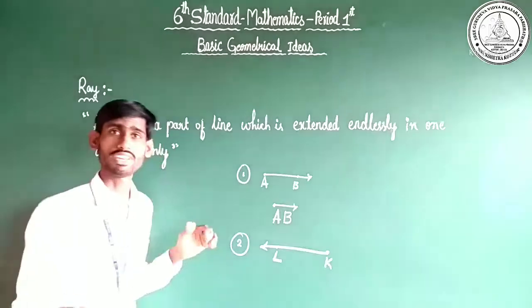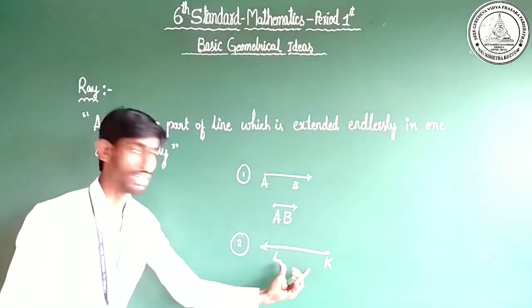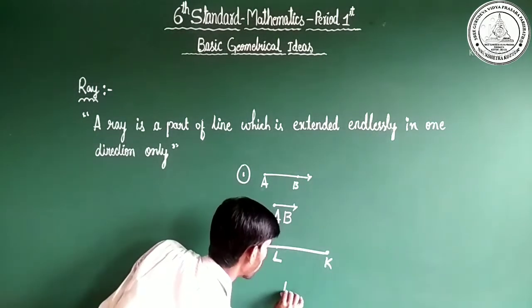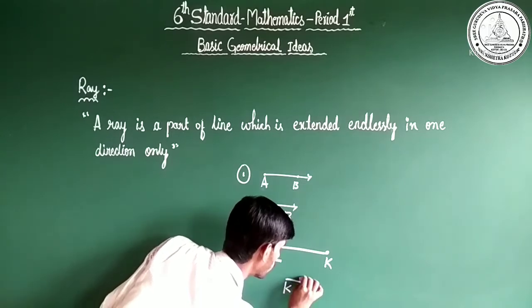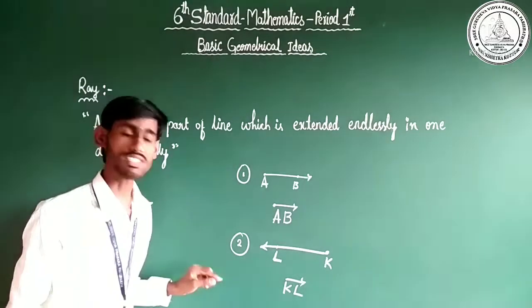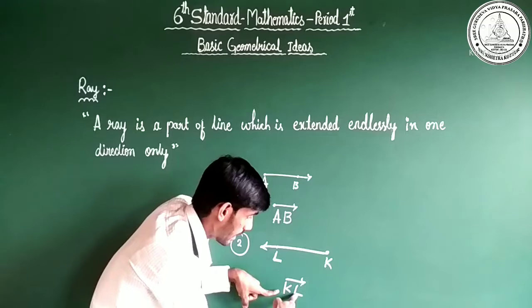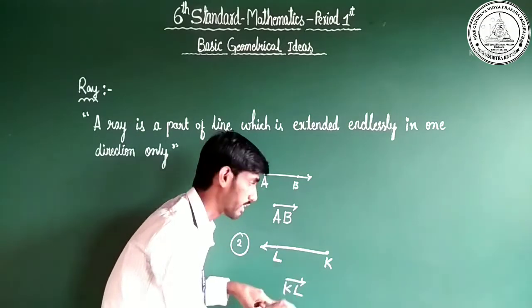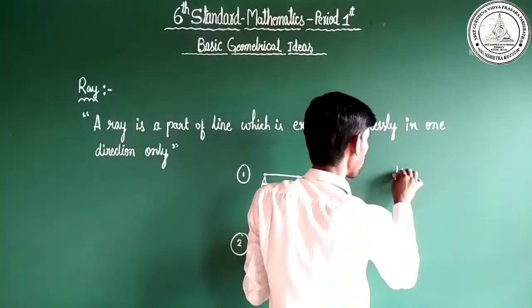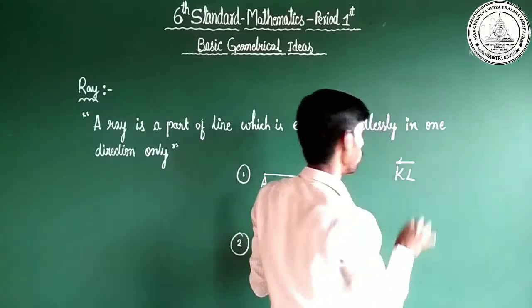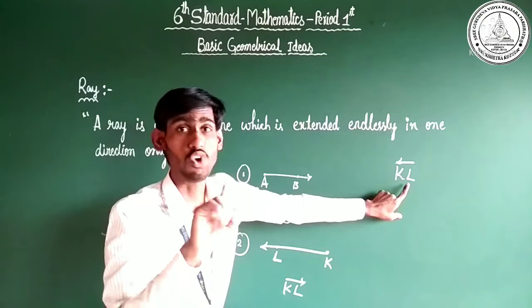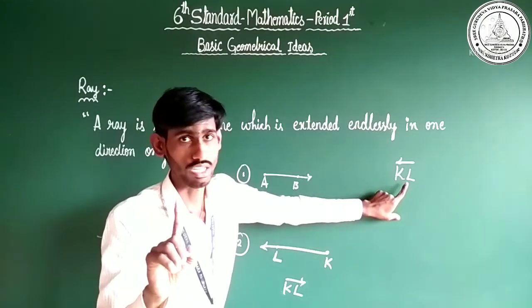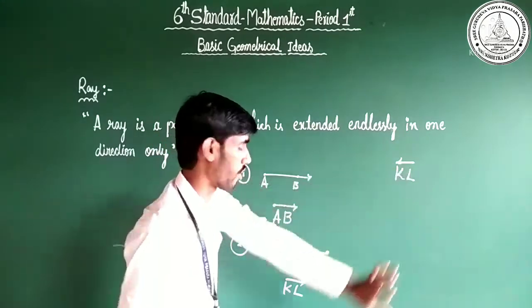Dear children, how do we represent a given ray? Observe here, KL, because K is the starting point, L is another point. K is the starting point, so it should be represented like this. Don't represent KL like this, because L is not a starting point. Clear? L is not a starting point.